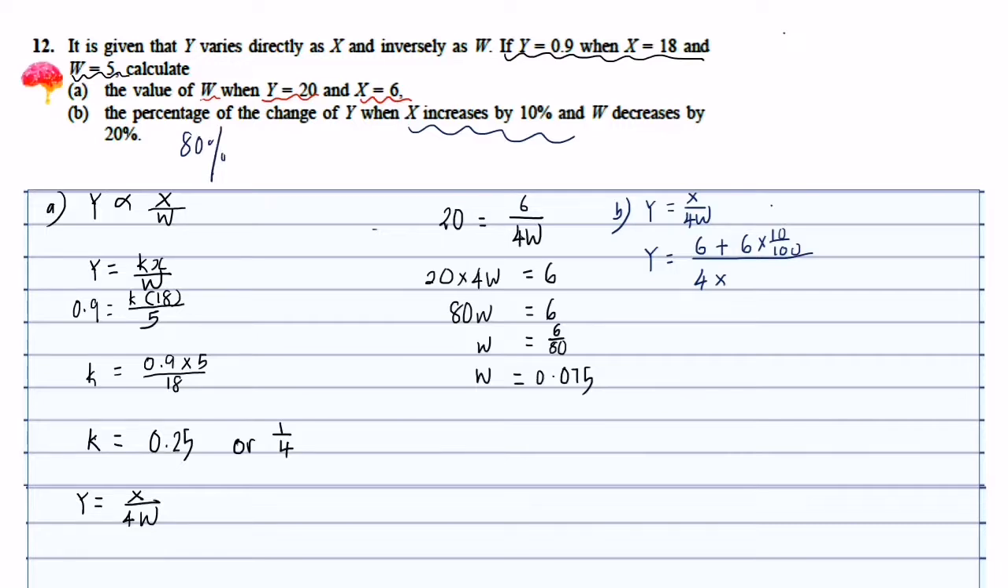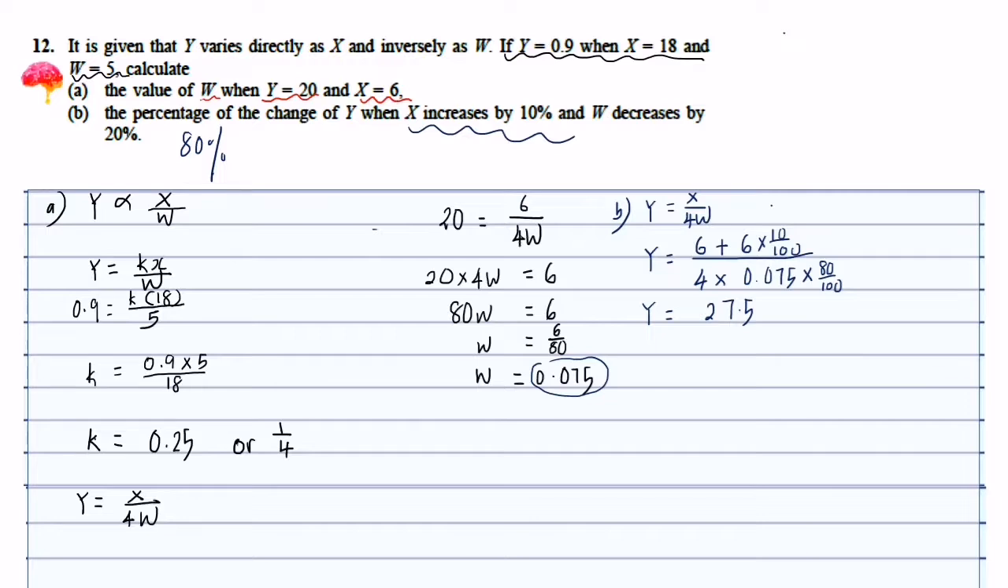So the original value of W is 0.075. So 0.075 times 80%. You will obtain the value of y equals 27.5.